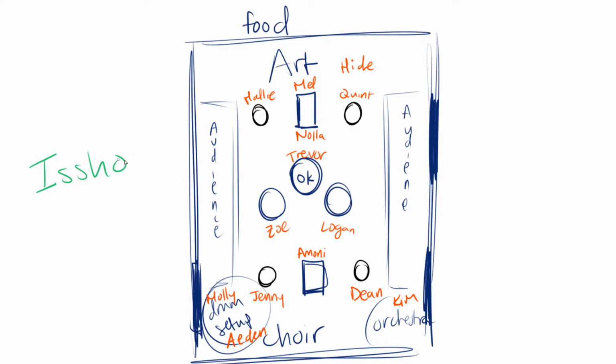Okay, so this is the setup for eShow, the first song. Hallie and Quentin are going to be on the front Shimei, Jenny and Dean are going to be on the back Shimei, Amani's going to be on the one side of New Daiko, Zoe and Logan on the two Chu Daiko, Trevor's going to be in the front Oketo, Melissa and Nola are going to be on the two side of New Daiko, Hide, me, Molly, and Aiden are going to be on the side because we're not playing for eShow.